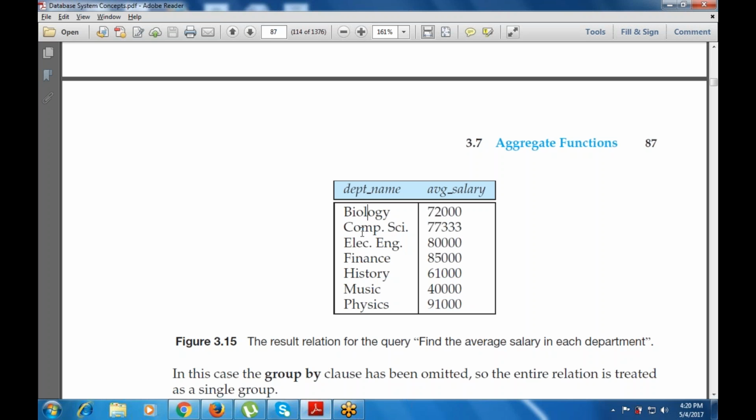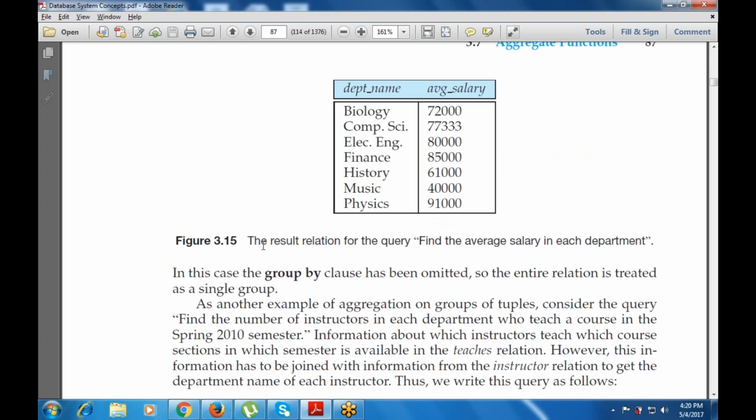There is biology, computer science, electrical engineering, finance, history, music, and physics. This is the result relation for the query, find the average salary in each department. And in this case, the group by clause has been omitted, so the entire relation is treated as a single group.